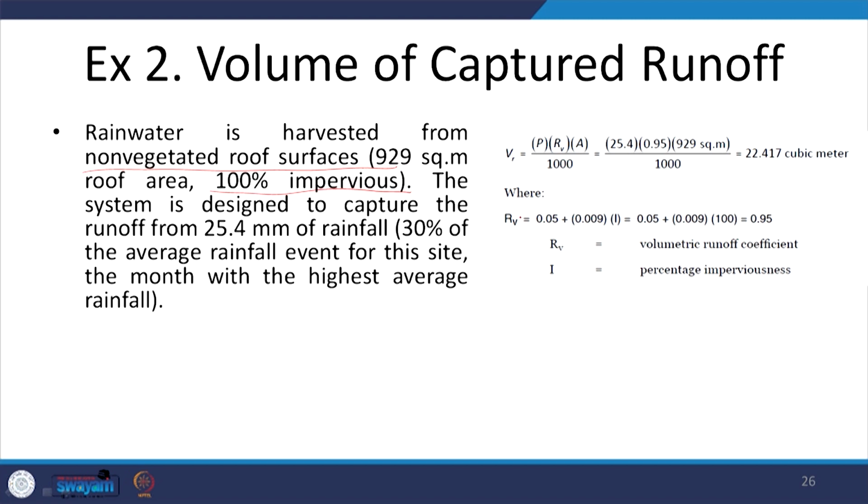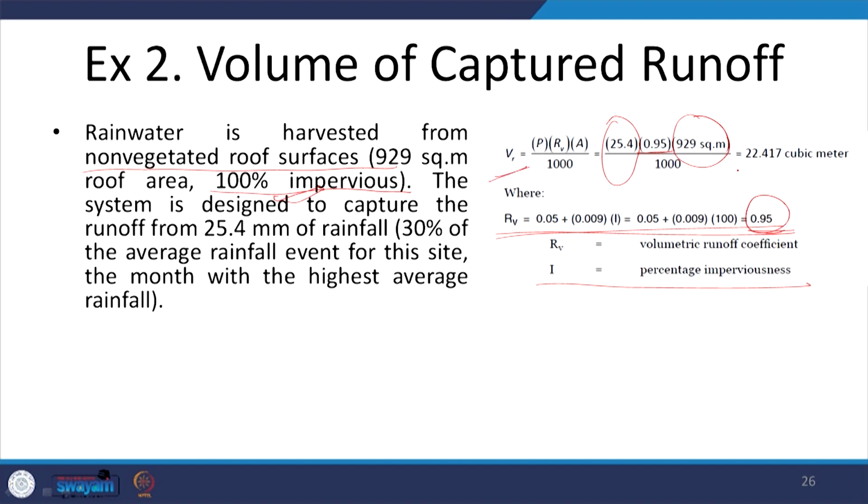So, using the same equation, equation 1 of the previous slide, we see that this is the amount of rainfall which is received, this is the total area of the roof, and this is the runoff coefficient, where through the given formula and the percentage imperviousness, which in this case is 100% imperviousness, so it does not allow any water to percolate or permeate through it, we get a runoff coefficient of 0.95. So, it means that 95% of the water which is received will actually be running off.